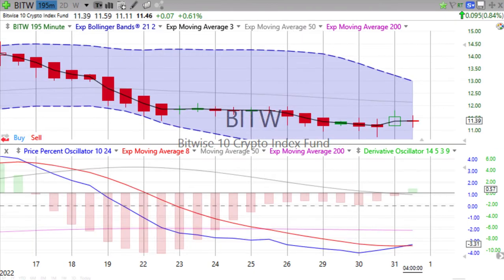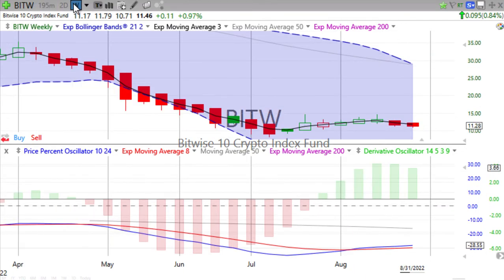What's going on overall when we look at the crypto market? This is the crypto index fund. It's the Bitwise 10 crypto index fund, BITW. It represents all top 10 cryptocurrencies, and it's weighted by market share, which is pretty cool.